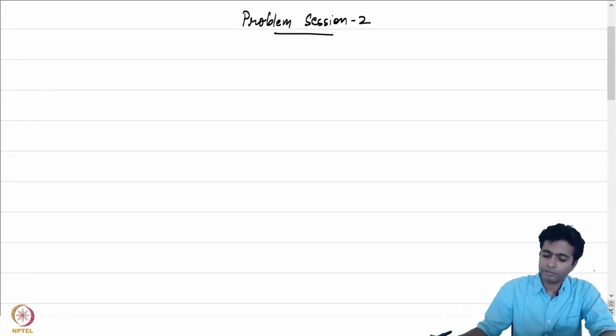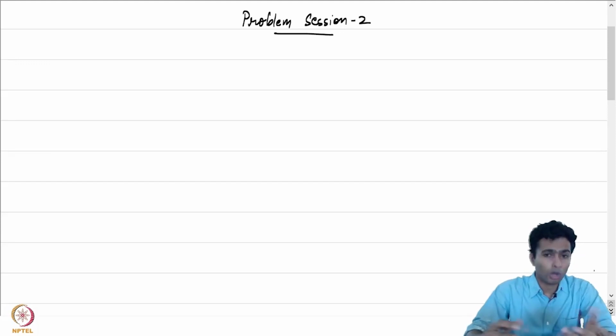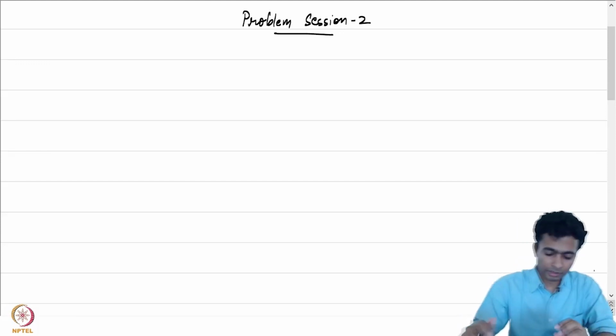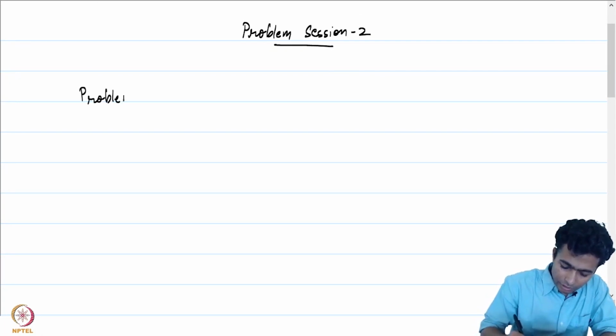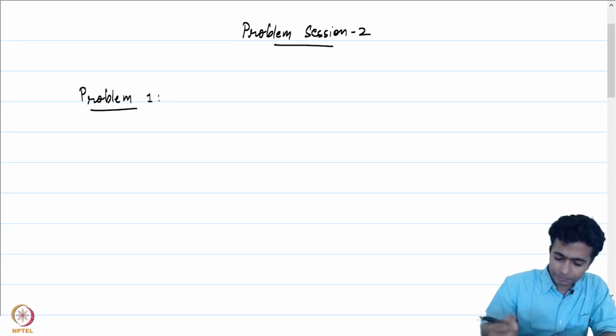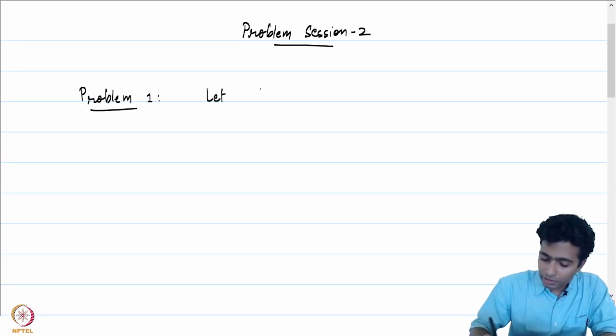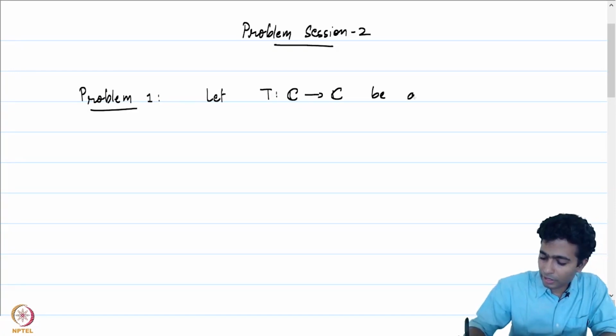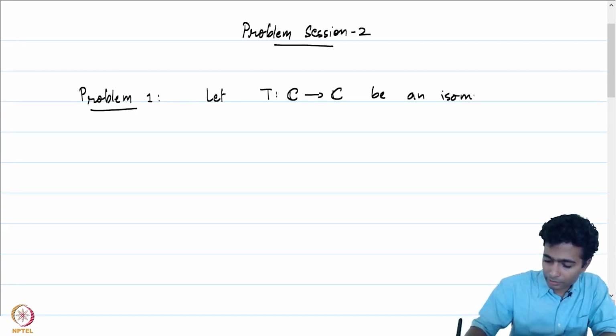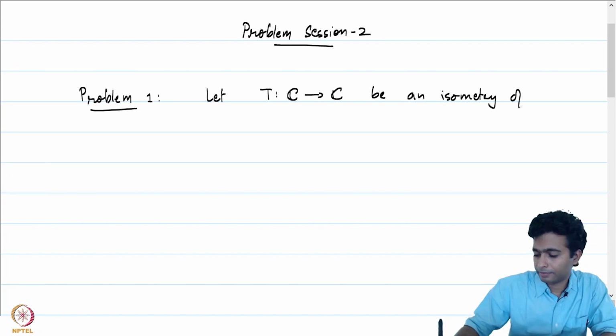In this problem, we will give a complete characterization of all isometries of the complex plane. We have essentially done all the hard work. Let's finish the complete characterization through this problem. The first problem is: let T be a map from C to itself, an isometry of the complex plane.